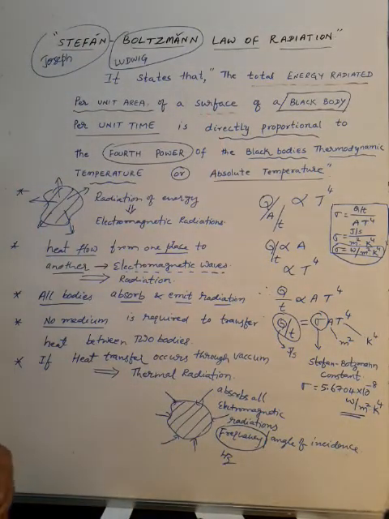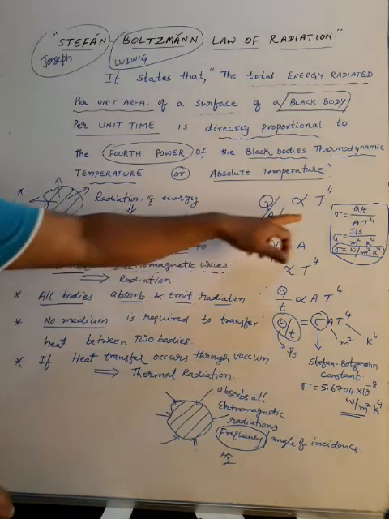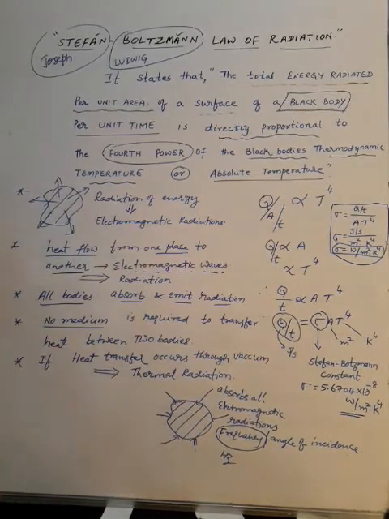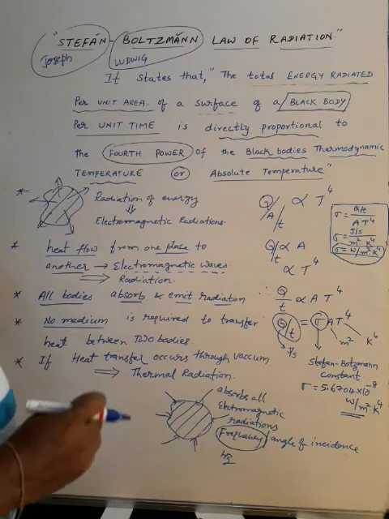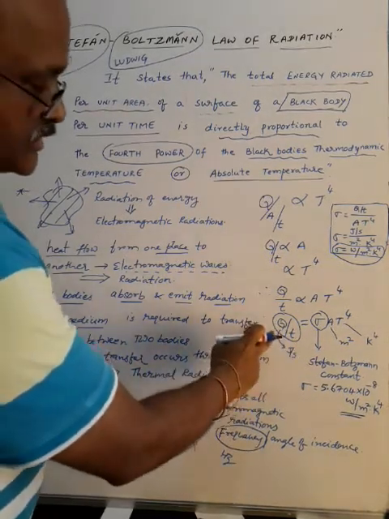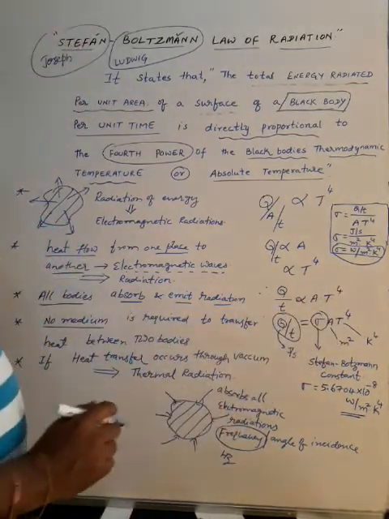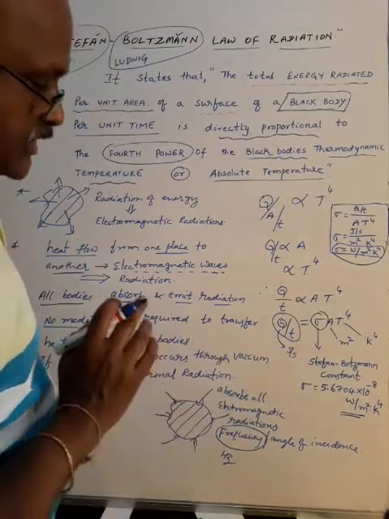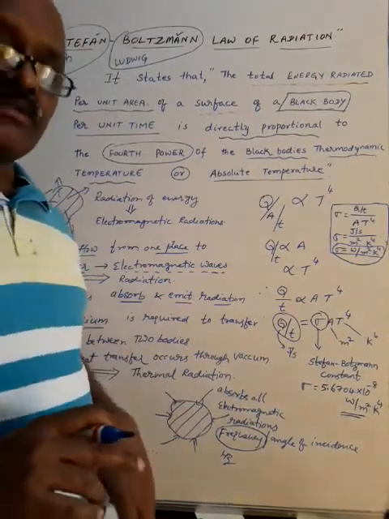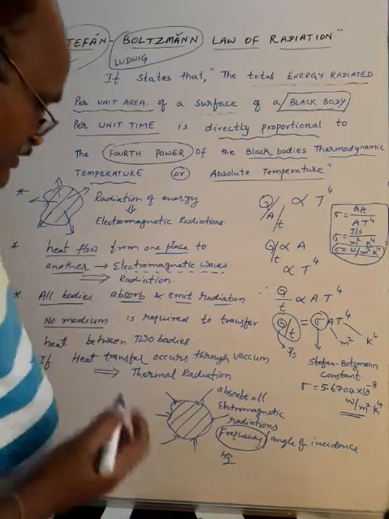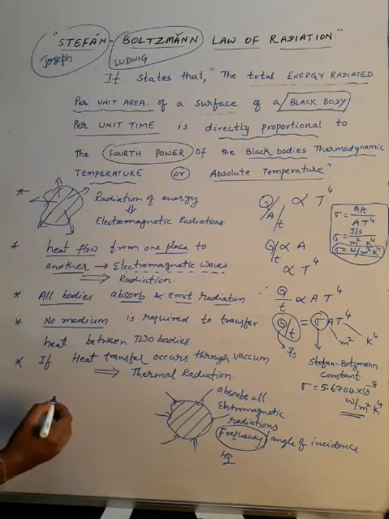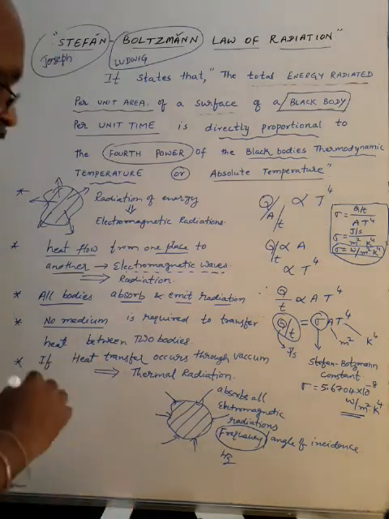So rate of heat transfer is directly proportional to the fourth power of the black body's thermodynamic temperature or absolute temperature of the body. So the equation you will get is Q equal to sigma A T power 4. This is applicable for a black body. If a body other than a black body is there, what will you have to do? Then you have to consider the emissivity of the body.